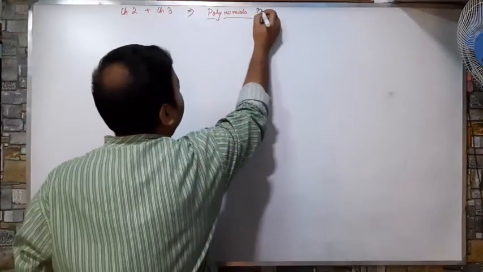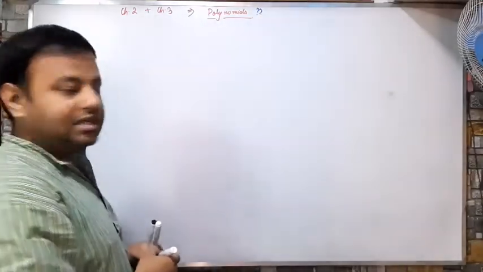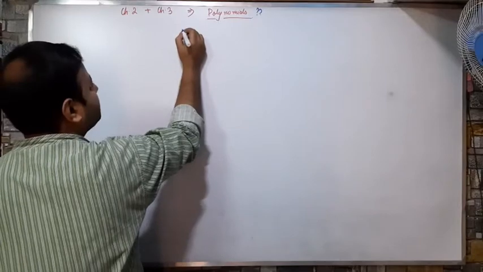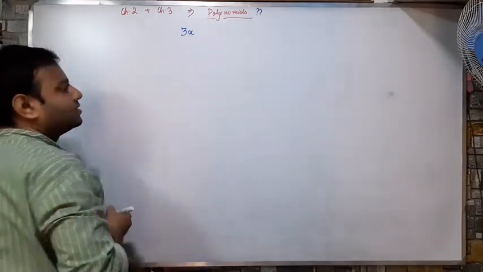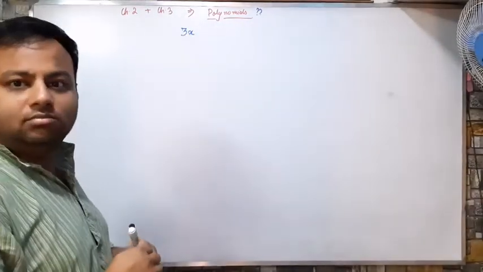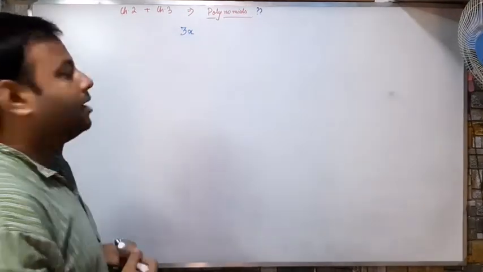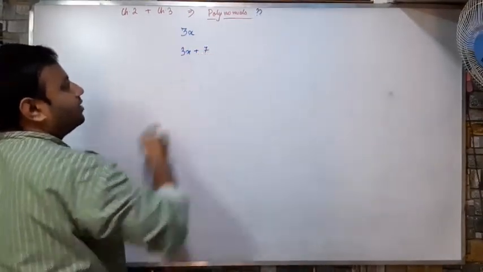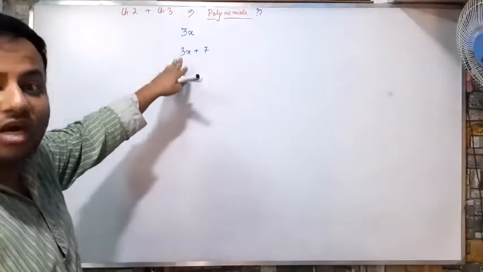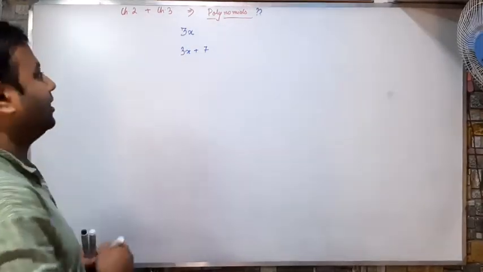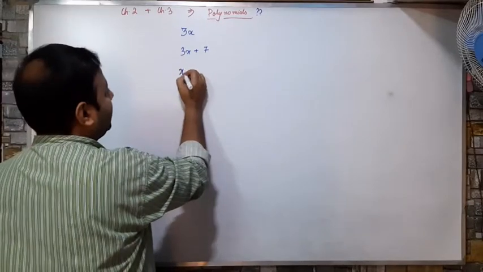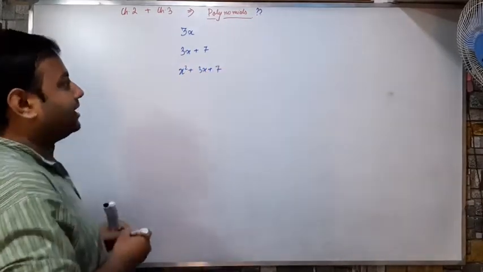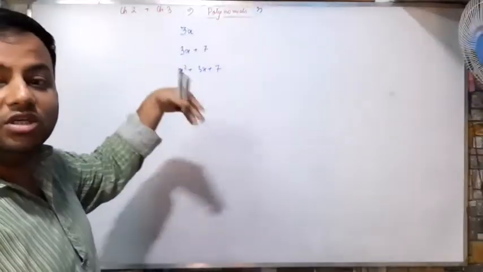Polynomial काके बोले? ठीक है? If I write suppose a single term 3x, there is only a single term, that is called a monomial. But if I write 3x plus 7, it contains two terms, it is called a binomial. If I write x square plus 3x plus 7, it contains three terms, so trinomial.